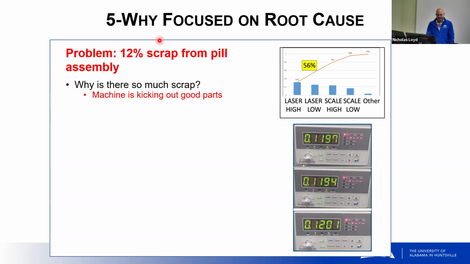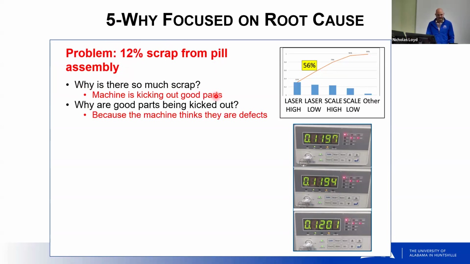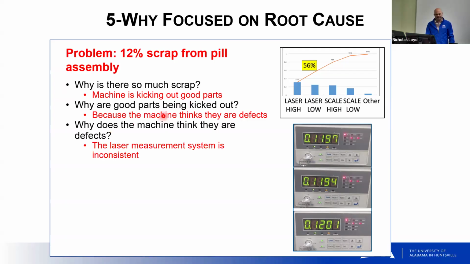Why is there so much scrap? Why is there 12% scrap? Because the machine's kicking out good parts. That's how we determined it as scrap to begin with. Why are good parts being kicked out? Because the machine thinks they're defects. We could literally go to the scrap bin, take a part, run it back through, and it would pass a high percentage of the time. Well, why does the machine think they're defects? Because the laser measurement system is inconsistent.